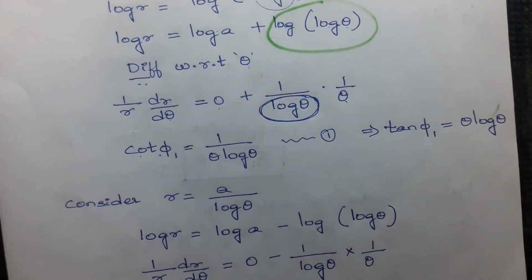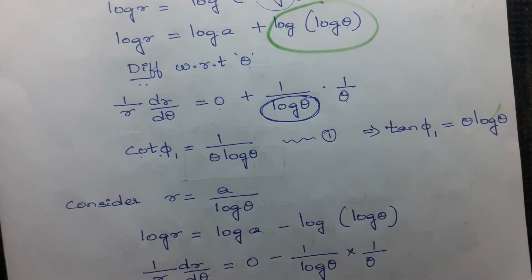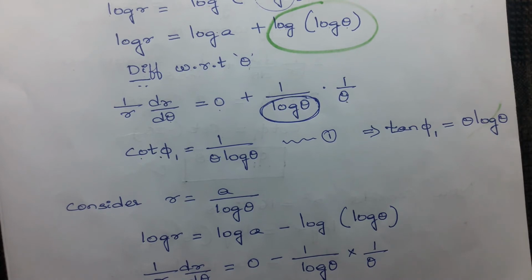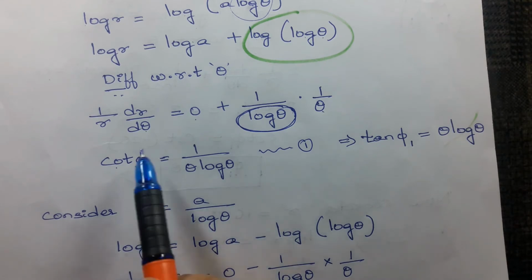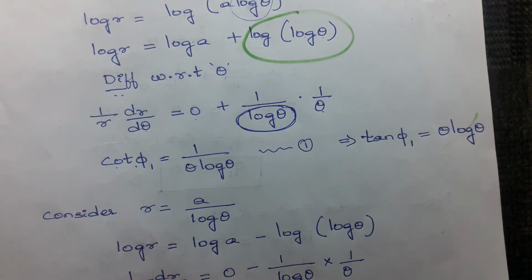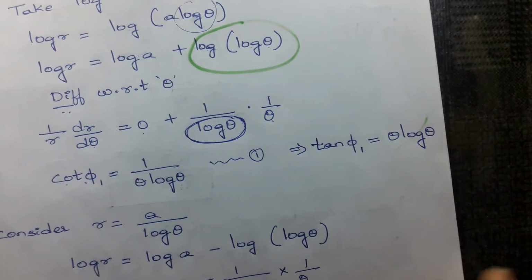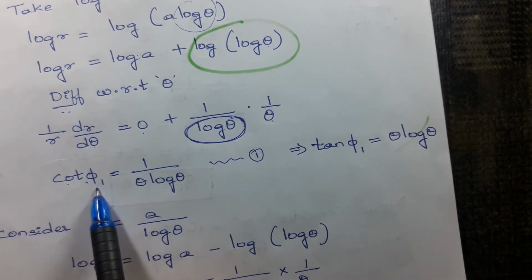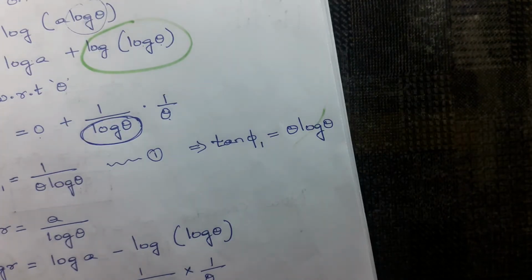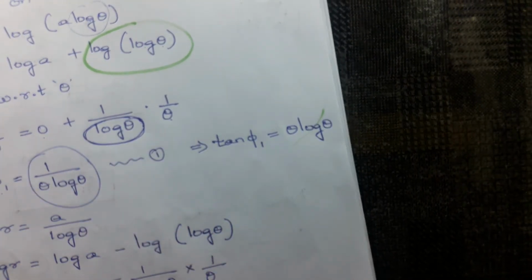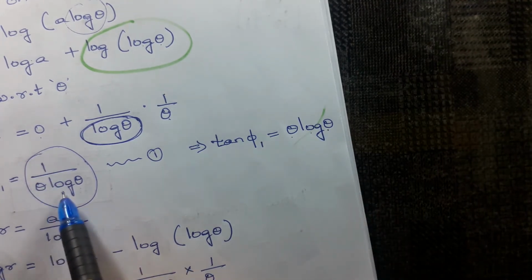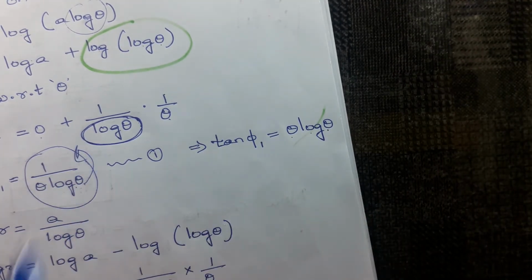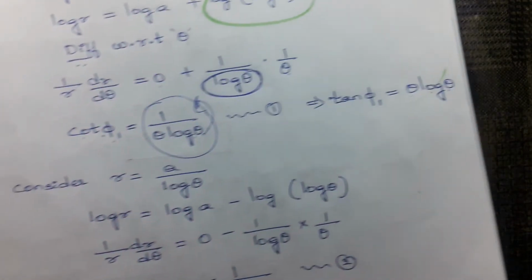Now you can see here I cannot find out phi 1 from this expression. As I told you, if it is possible to find out phi 1 and phi 2 explicitly, then I can use the formula directly. Otherwise, I have to express this in terms of tan. So what is tan phi 1 from this? The reciprocal of cot. So tan phi 1 will be the reciprocal of this: 1 by theta log theta becomes theta log theta. That will be tan phi 1.